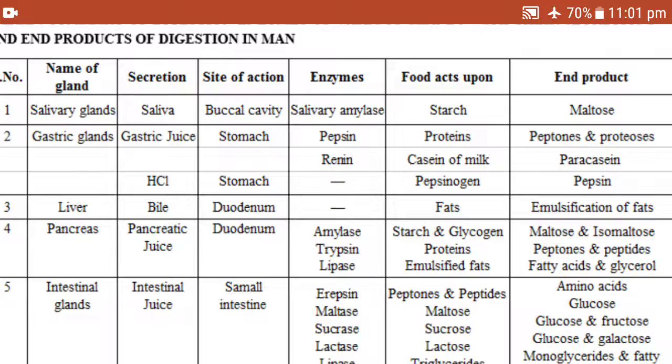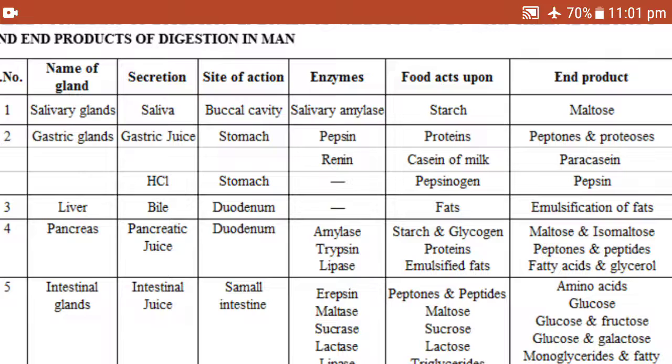Pancreas secretes the pancreatic juice, which contains the enzymes amylase, trypsin, and lipase. As I told you, amylase acts on carbohydrates, converts them into maltose. Trypsin acts on proteins and converts them into peptones. And lipase acts on fats and converts them into fatty acid and glycerol.